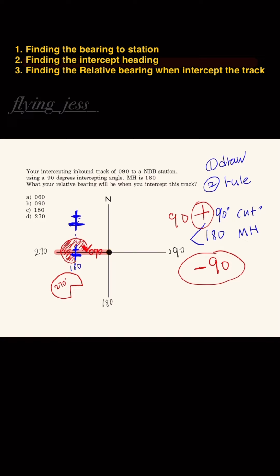Subtract the cut angle, which is 90 degrees. From where? From 360, because 360 is my nose heading direction. Always add or subtract from 360 if it's inbound. So 360 minus 90 is 270. The answer is 270. Simple.